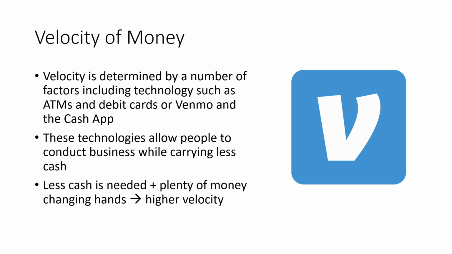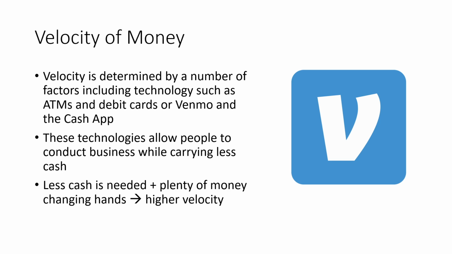Velocity happens to be determined a lot by technological advances, and the further we distance ourselves from cash, the more likely people are to spend money. So with the advent of things like the ATM, you no longer had to go into a bank to withdraw cash, and you could spend cash quicker because you could just drive through and get money, or walk up to an ATM on the street and get money.